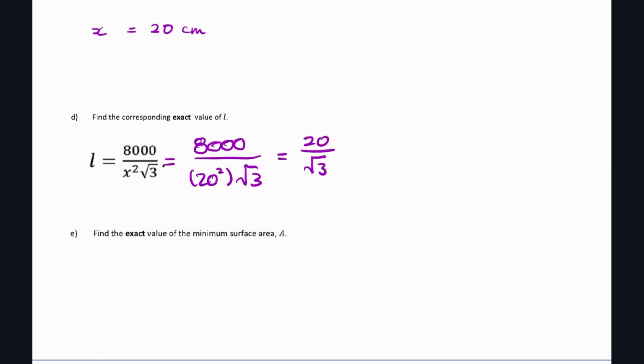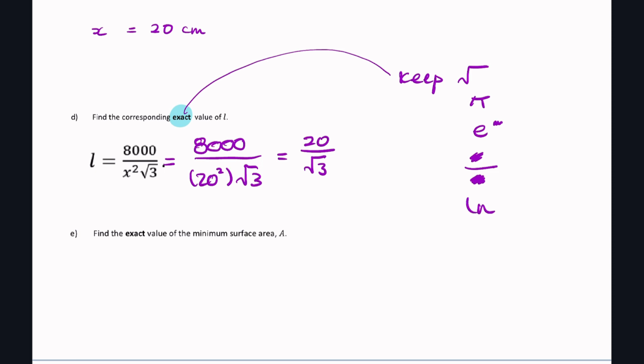So whenever you see the word exact, that means you need to keep the surds, keep pi if there's a pi in there, keep any exponentials, you need to keep any fractions. If there's any logs, you need to keep those. So that is the answer to part D.